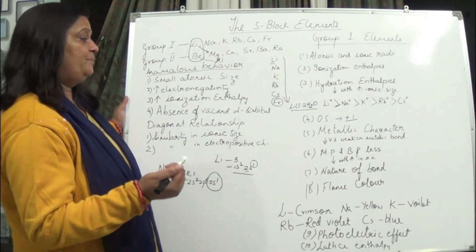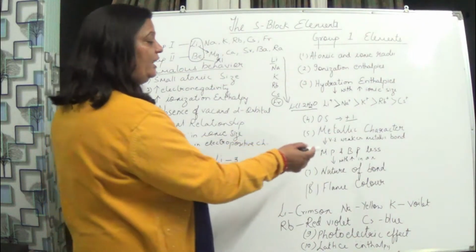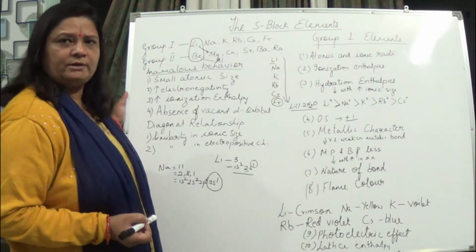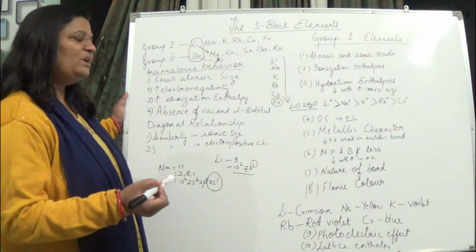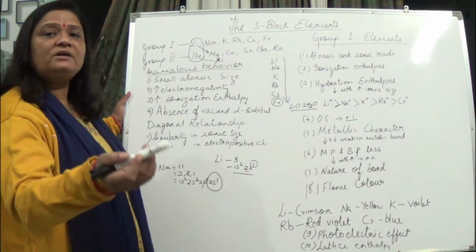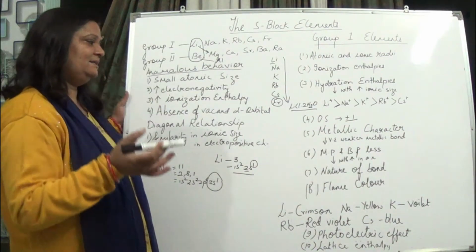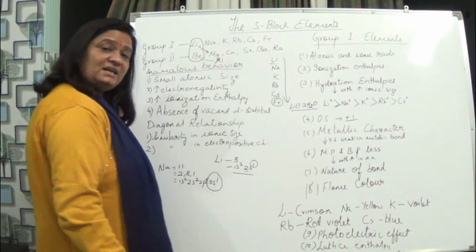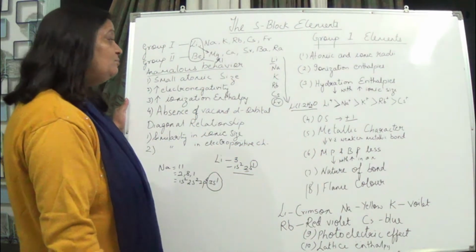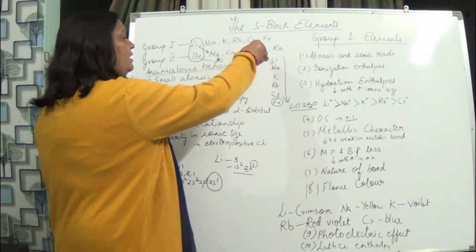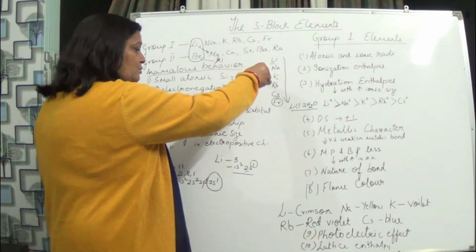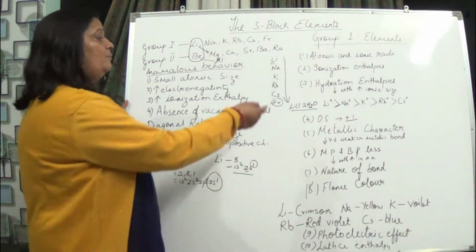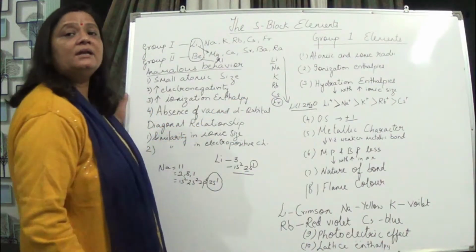Now, coming to the melting and boiling point. If they have a weaker metallic bond, naturally the melting point and boiling point decrease, isn't it? And here it decreases with the increase in the atomic number. It means that as we go down the group, the melting point and boiling point decrease. Why does it decrease? Because the atomic number is increasing.